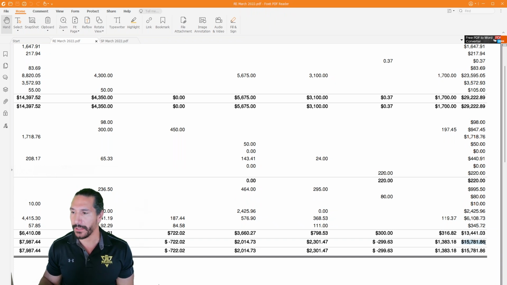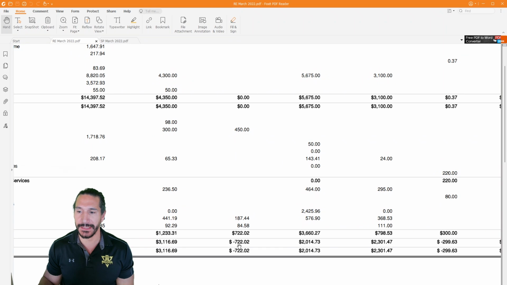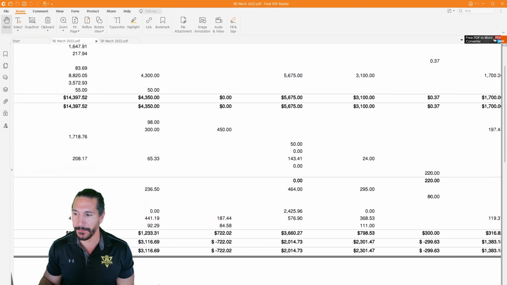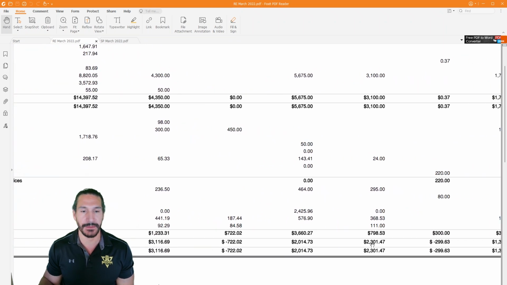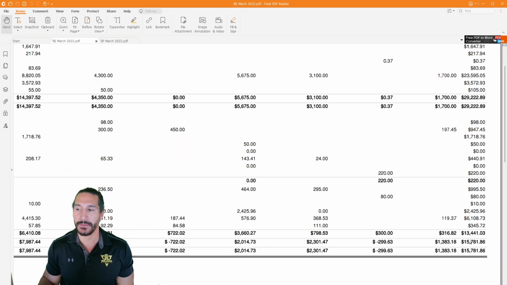The total profit for this month of March 2022 is $15,781.86. Even with those big expenses, right? So if I hadn't had those expenses, if this wasn't negative, if this was positive, that number would go up. If I didn't have a big expense there, I could potentially be making somewhere closer to $20K a month, but there's always going to be some kind of stuff in real estate. So you're never going to get the ideal. That's one thing to really understand about real estate investing.